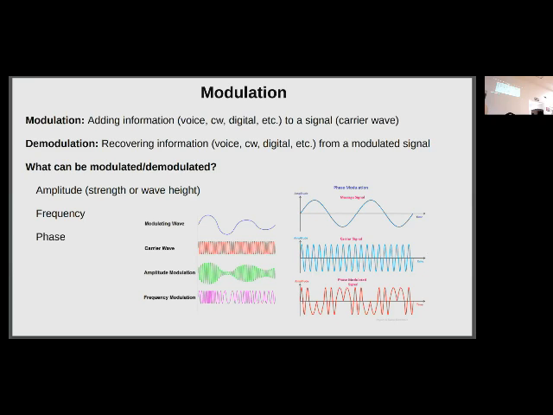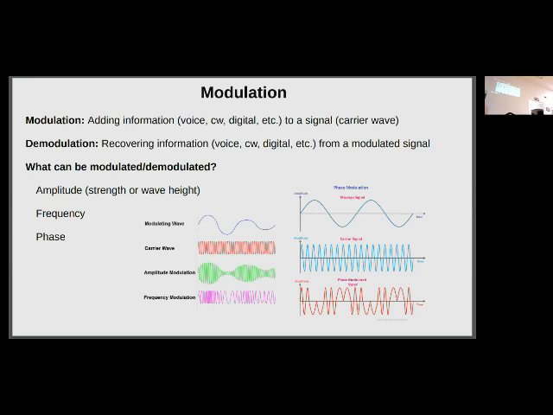Now, AM is amplitude modulation. FM is frequency modulation. Now, what does amplitude mean in terms of a sine wave or waveform? Anybody know what amplitude is? How high it goes. Right, exactly.